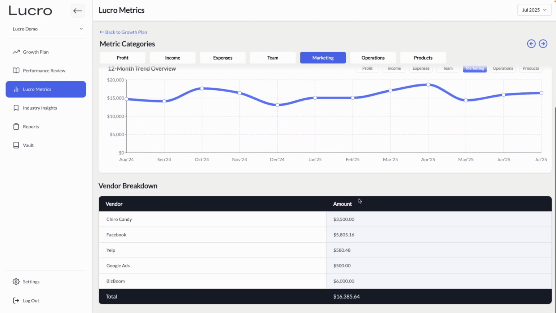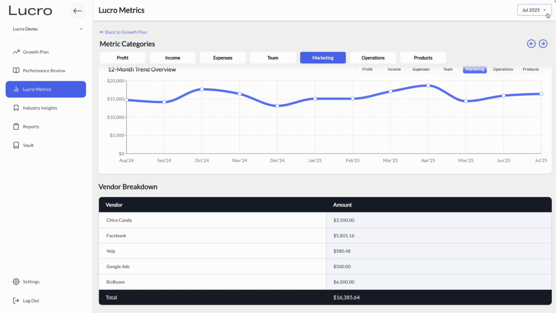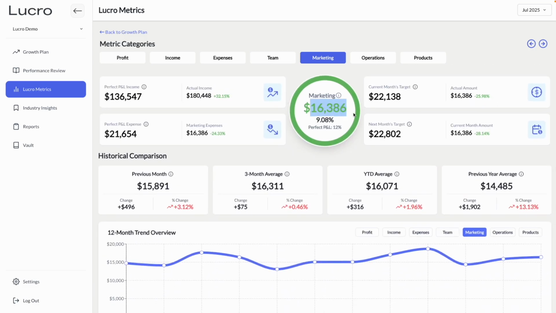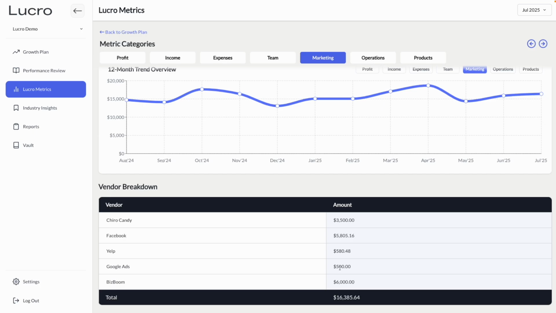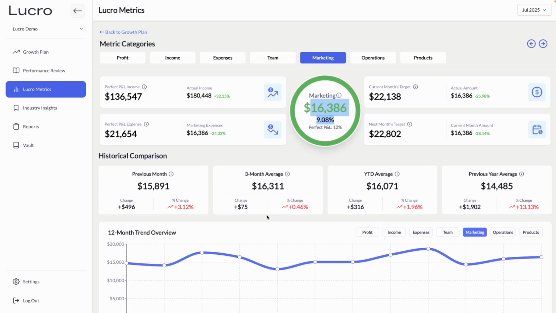And then below that, we just have a vendor breakdown. So we're looking at July for marketing. There's our vendor breakdown. There's our total spend. That $16,000 is that $16,000. Yes, it's good in relation to our perfect P&L, but here's a little breakdown of what those actual expenses are right there. And so that is how the Lucro Metrics works.